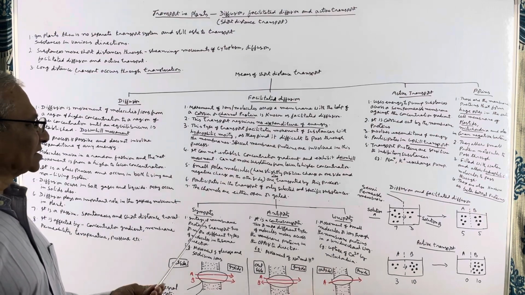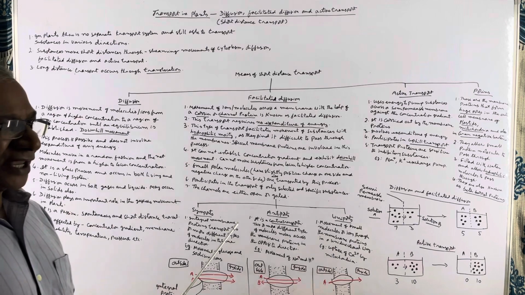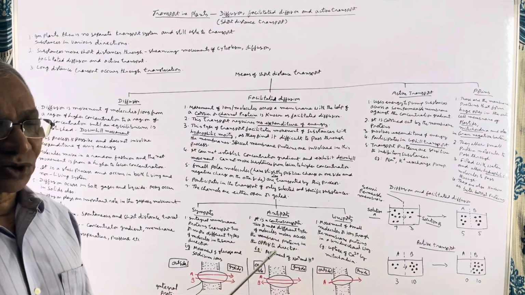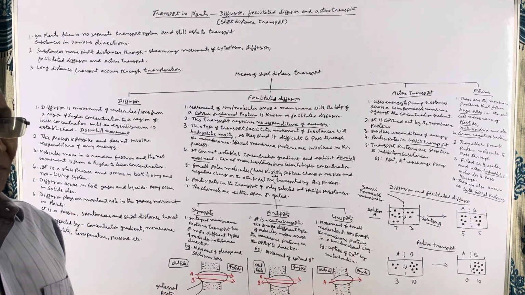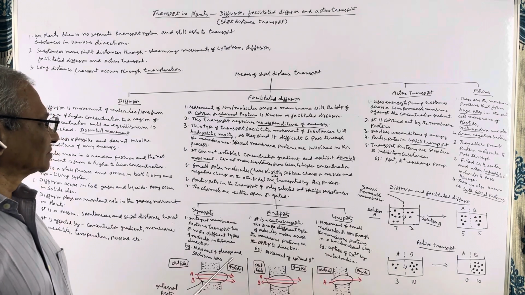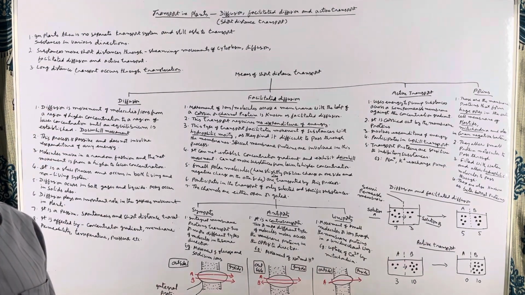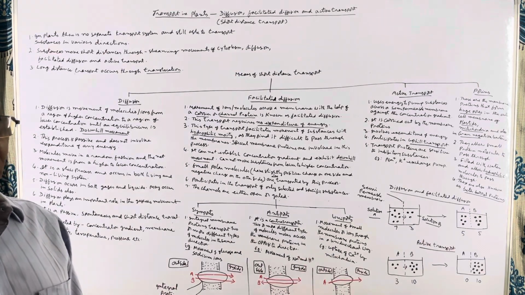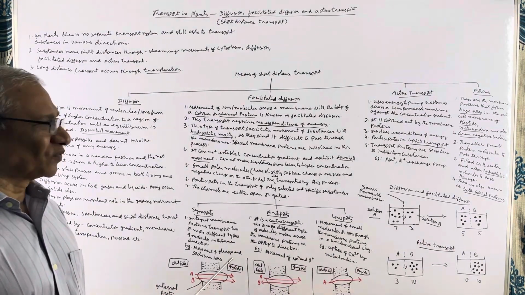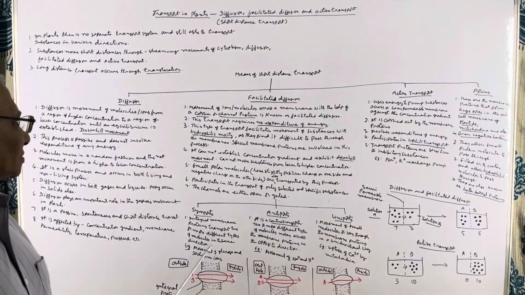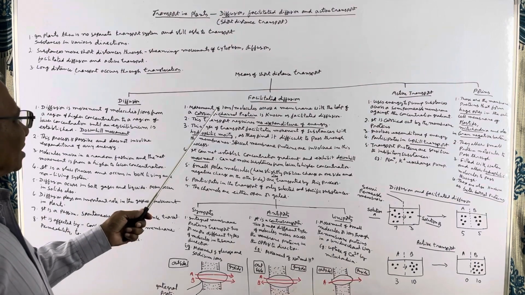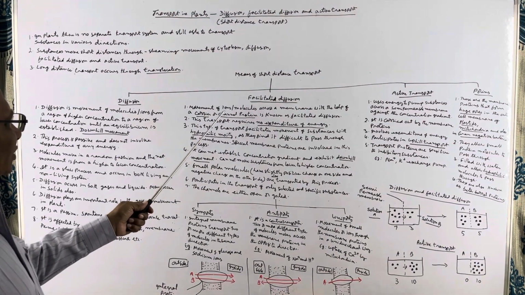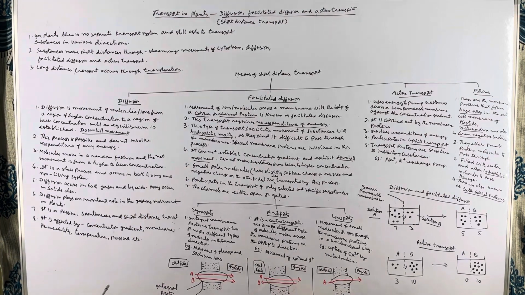So here in this case what happens is, unlike diffusion, these ions or molecules cannot pass through the cell membrane on their own. Their movement has to be assisted by specific integral proteins. And here also no energy is spent. No ATP is expended. It is also a downhill process. In this case also, the molecules or ions move from higher concentration to lower concentration. Then, let us see now the definition of facilitated diffusion. Facilitated diffusion is the movement of ions or molecules across a membrane with the help of a carrier or channel protein. That is the definition.